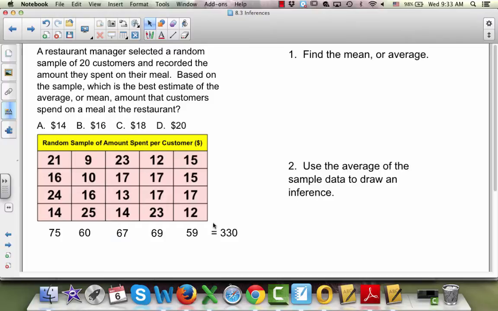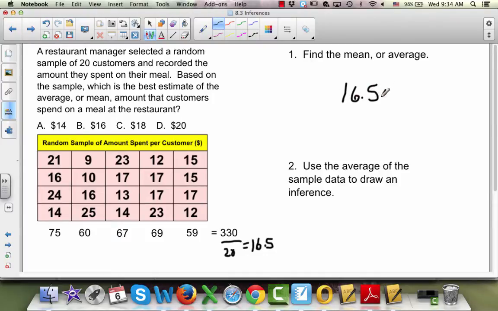Do you remember what to do now? If you want to get the average or mean of something, you total up the numbers and then you divide by the total number of numbers. In this case, we've got 1, 2, 3, 4. 1, 2, 3, 4, 5 columns of 4, so that would be 20 numbers. So we divide by 20. And that gives us 16.5. So our average or mean is $16.50.